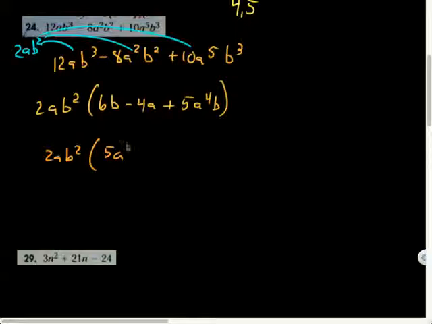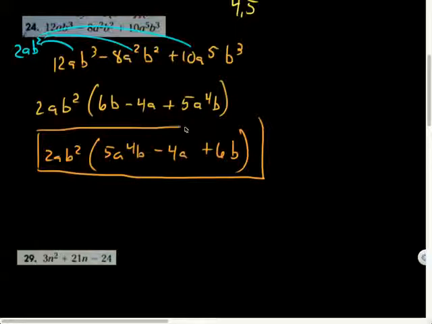So I would have written 5a to the 4th b minus 4a and then plus 6b, because I prioritize alphabet and then exponent. So alphabet a to the 1st, and then here's an a to the 0. So that's maybe what I would have done, just to write it in more of a standard form or something like that. So there we go.